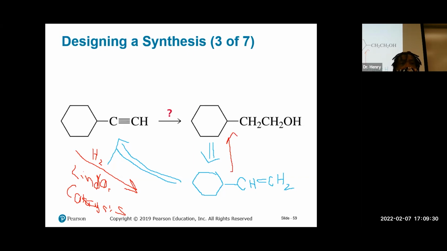Okay, so then how do we get from our double bond to the B? What was that? No, you're right. Hydroboration. Okay, so we're going to use the boron, so BH3, THF. And then the second part would be to get the OH. H2O2, and hydroxide.